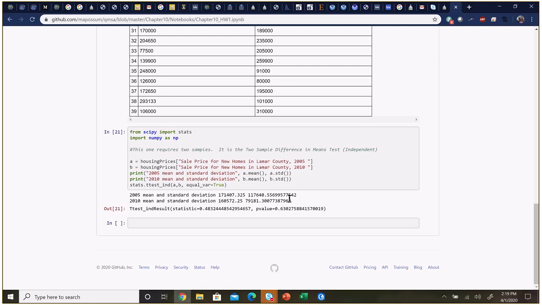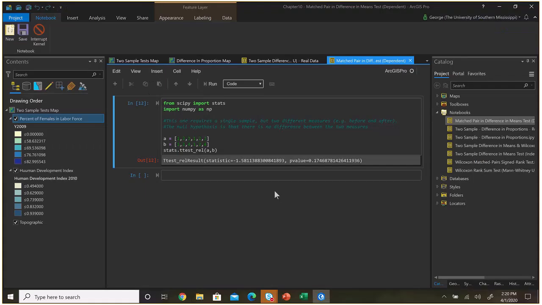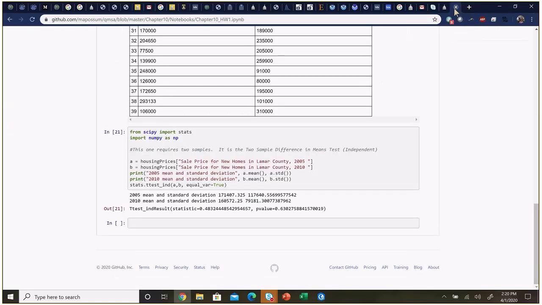So you use these values. Okay, I'm going to ask you for some of these values here, and you can just copy and paste them from GitHub. What's the mean selling price of homes in 2005 to the nearest dollar? What's the mean sale price of homes? What's the test statistic? In this case, it's a t-value that you're getting. Okay. I'll give you a hint. That's this value right here. It actually says it's the test statistic. Okay.